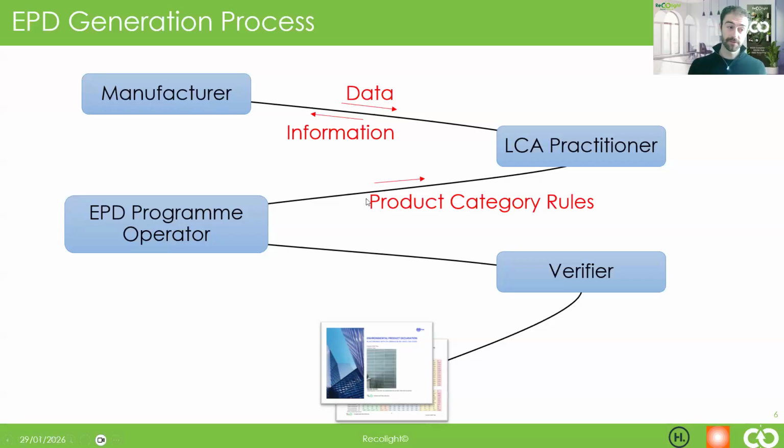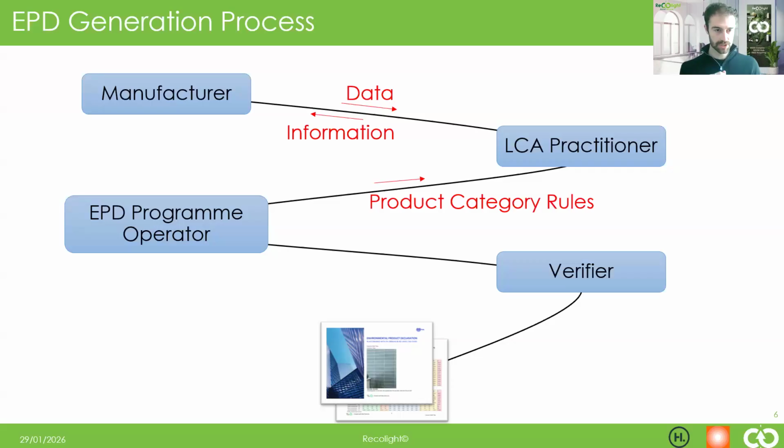Those product category rules will be defined by what's called a program operator. Now, an EPD program operator is the organization that manages, publishes, and gets verification for the EPD itself. And so they're the ones that supply the product category rules.